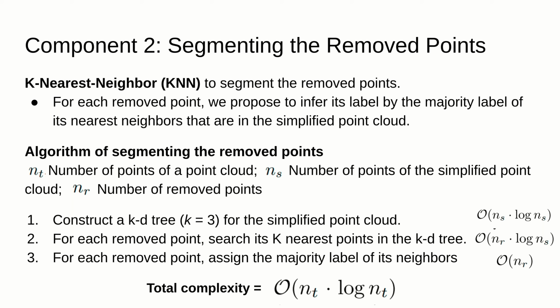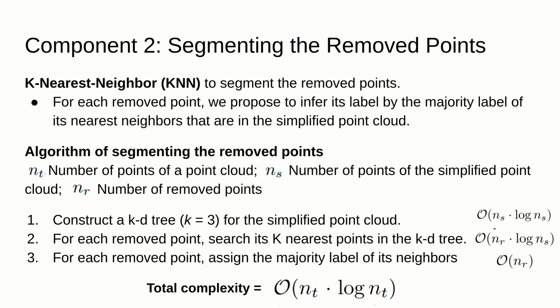First, we construct a KD tree for the simplified point cloud with complexity of ns times log ns. Then, for each removed point, we search its k nearest points in the KD tree. The neighbor searching for each removed point is fast, with complexity of nr times log ns. After we identify the k neighbors for each removed point, we assign the majority label of its neighbors to the removed point. The overall labeling procedure has the complexity of nr.